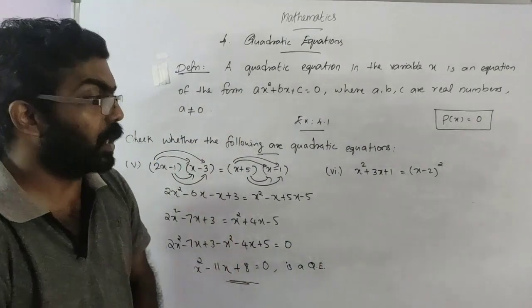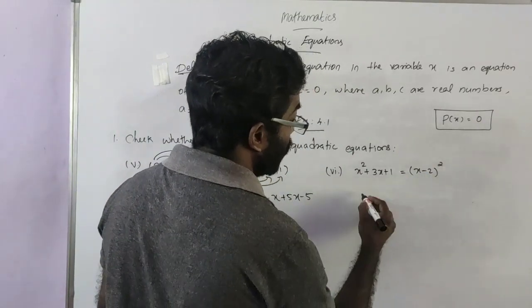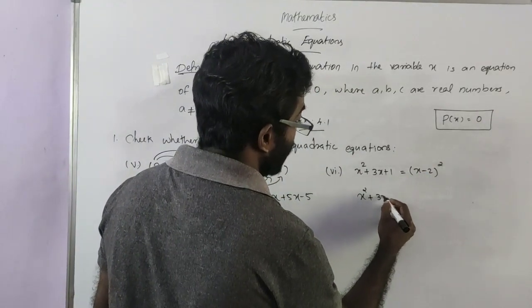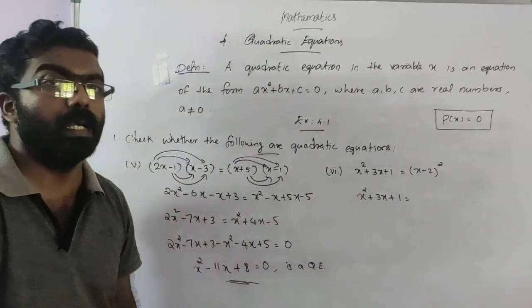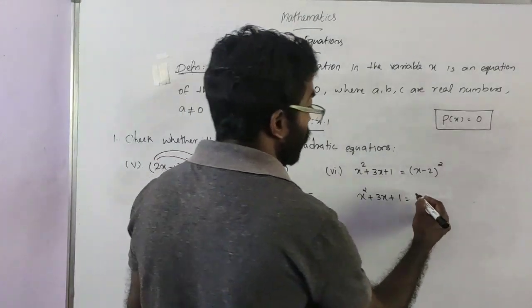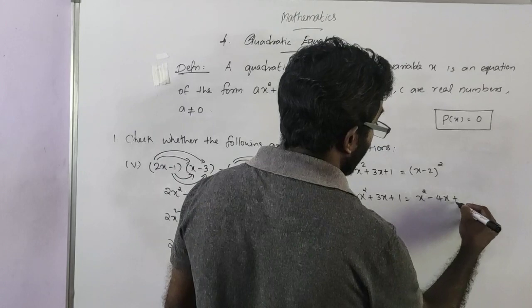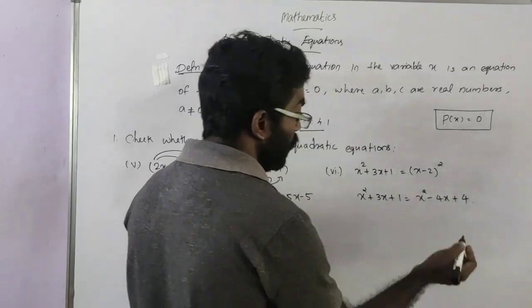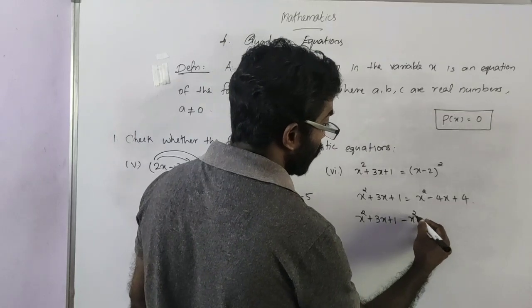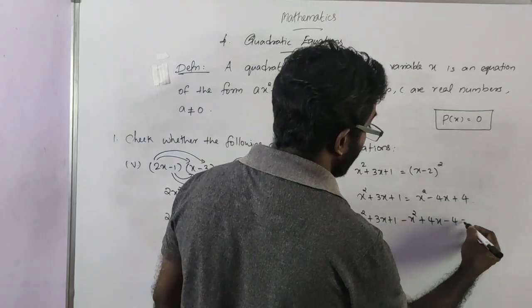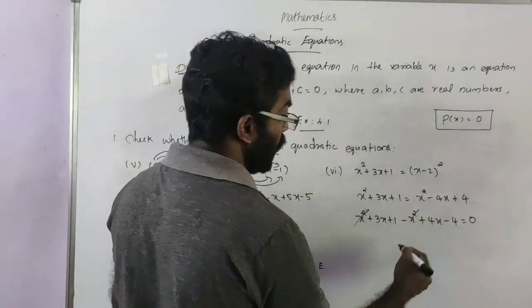Okay. Now we move on to the next one. x square plus 3x plus 1 is equal to x minus 2 the whole square. Left side we write as it is: x square plus 3x plus 1. Here we can expand using the formula a minus b the whole square. So x square minus 2 into x into 2, that is 4x, then plus 2 square, 4. Now we can rearrange: x square plus 3x plus 1 minus x square plus 4x minus 4 is equal to 0. So here x square and minus x square get cancelled.